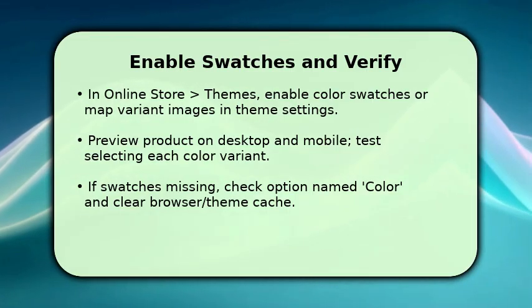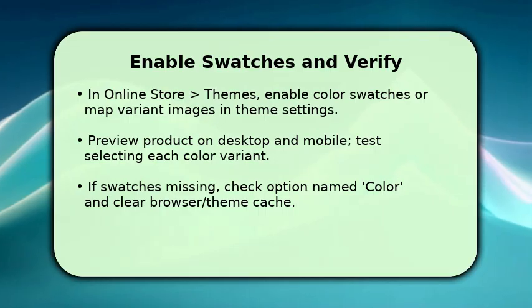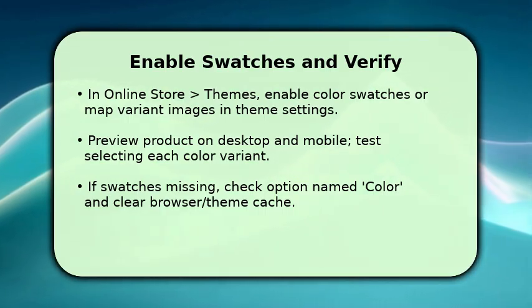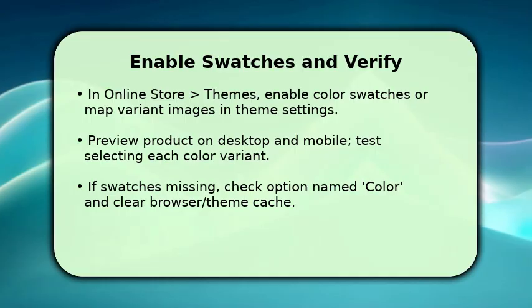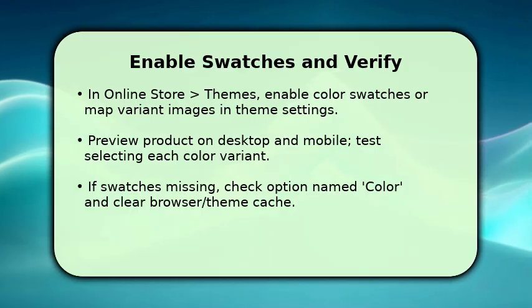If something fails, make sure your option is exactly named color, variant images are assigned, and cached files are cleared. If the theme lacks swatches, use image swapping on selection as the reliable fallback. That is the effective, only way to show colors correctly.